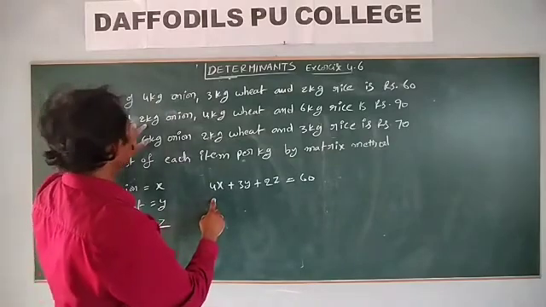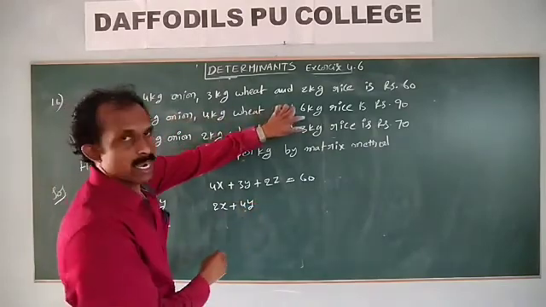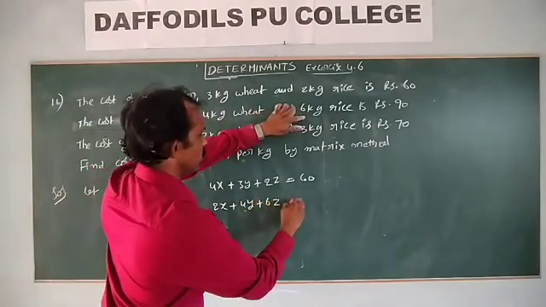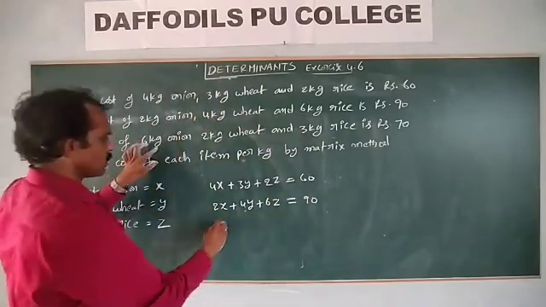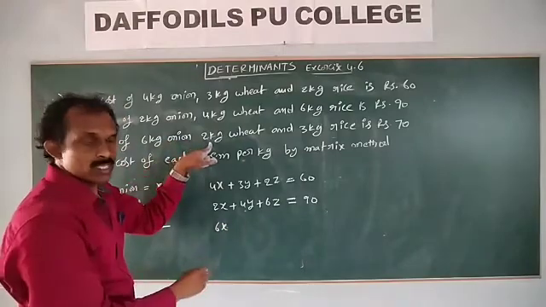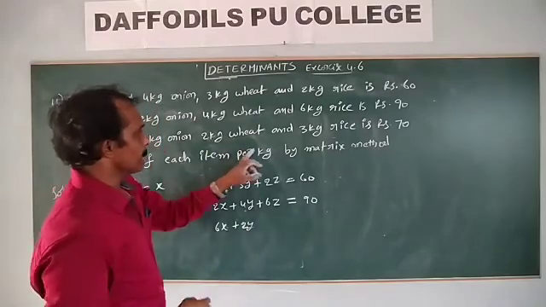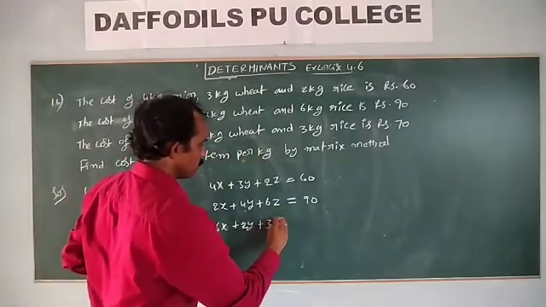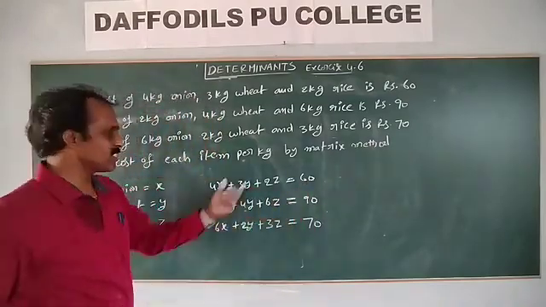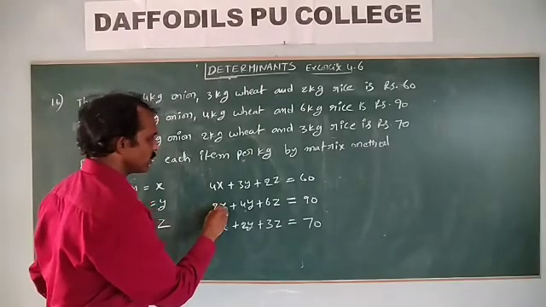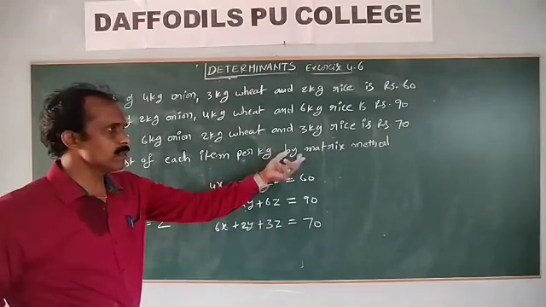Right, next one. The cost of 2 kg onion, 2x, plus 4 kg wheat, 4y, and 6 kg rice, 6z, is equal to 90 rupees. Next one. The cost of 6 kg onion, 6x, plus 2 kg wheat, 2y, plus 3 kg rice, 3z, is equal to 70 rupees. Three system of linear equations written like this. From this system of equations, solve by using the matrix method.